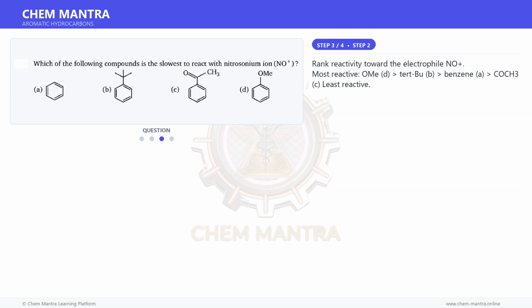Moving on to the next step. Rank reactivity toward the electrophile NO+. Most reactive, OMe, D. Tert-butyl, B. Benzene, A. COCH3, C. Least reactive.